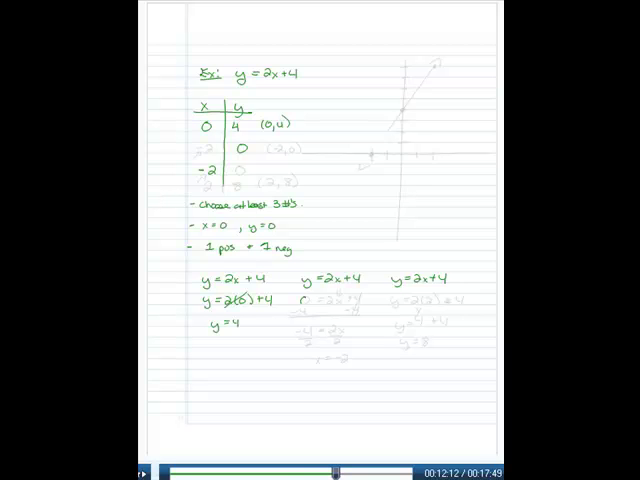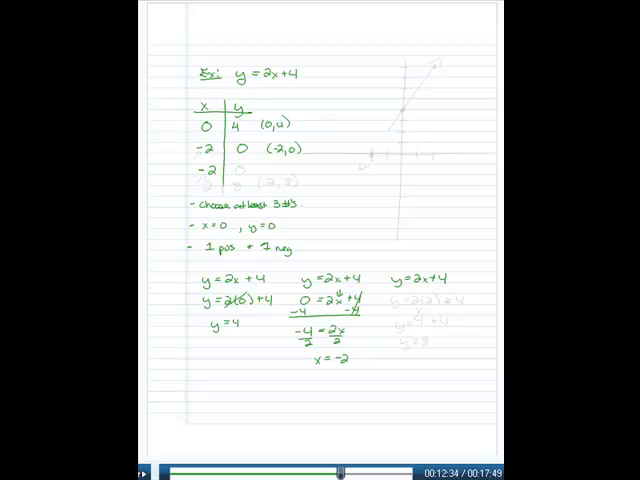The second one I chose y is 0, so I'm going to put 0 here. I get 2x plus 4. To get x by itself, I need to bring 4 to the other side by doing the opposite. So I get negative 4 equals 2x. To get x by itself, you're going to divide by 2. So x equals negative 2. So when y is 0, x is negative 2.